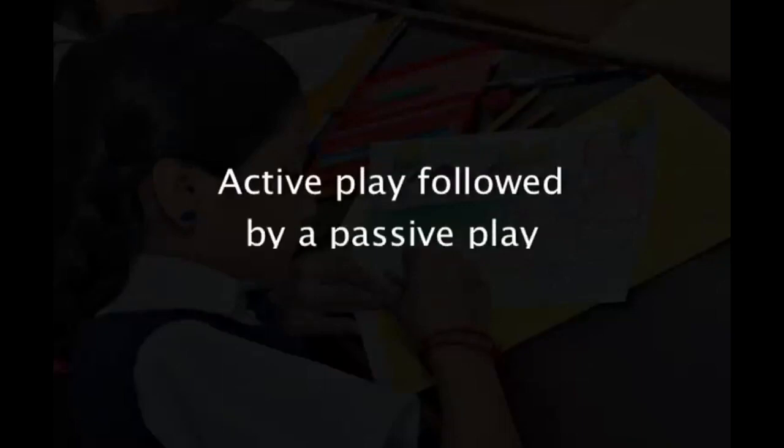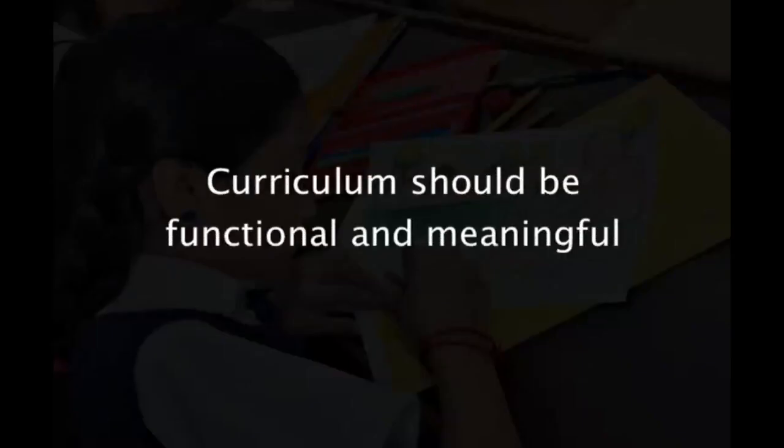to the whole group. The next important characteristic is active play followed by passive play. The program should be one after the other, that is, first the active play and then the passive play. The next important characteristic is the curriculum should be functional and meaningful. The program should be functional and meaningful and it should be related to the project theme. Activities should be related to the society and community and should inculcate the socially approved values.